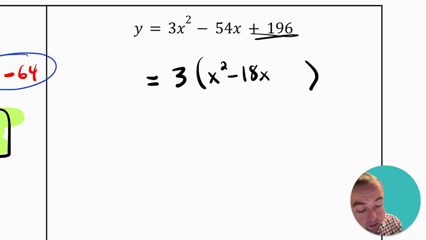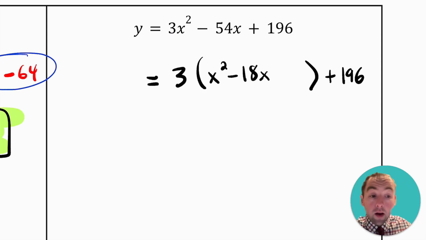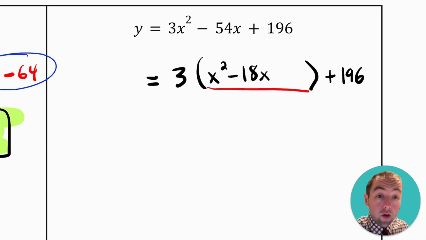Now, the other number, the 196 in this case, I'm going to write that outside of the parentheses that I wrote, okay? I want you to just pause and realize that we still have 3x squared minus 54x plus 196. We haven't changed the equation at all. All I need to happen at this point is to make this right here a perfect square trinomial. So I'm going to try to add in something right here that will make it so.